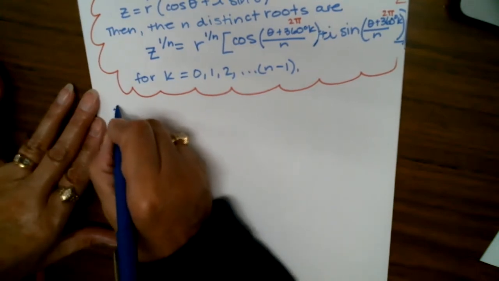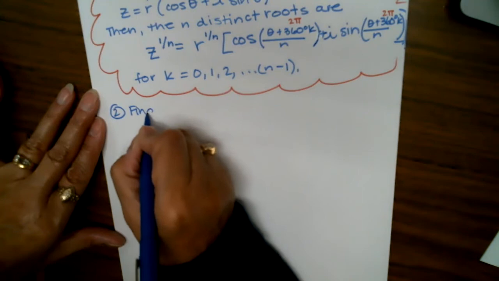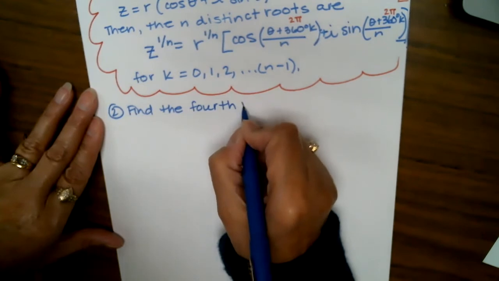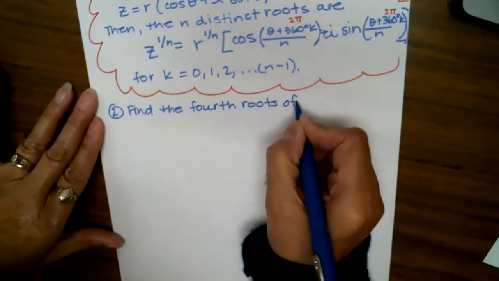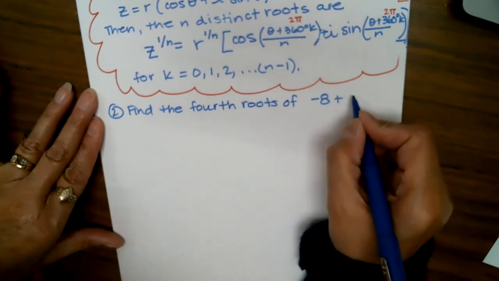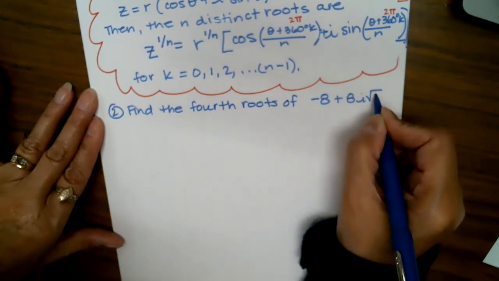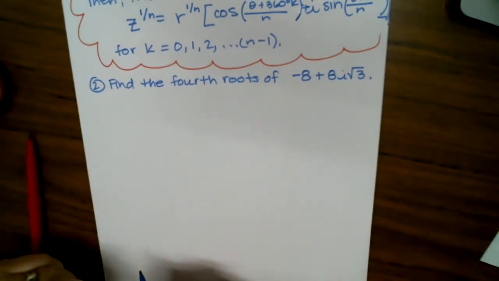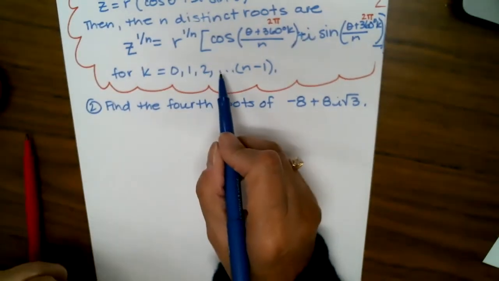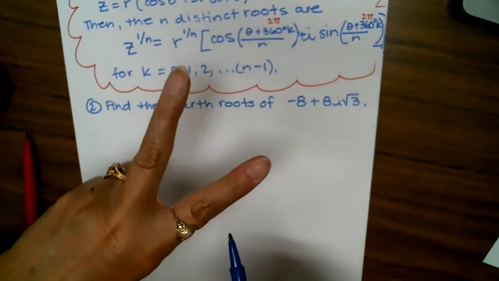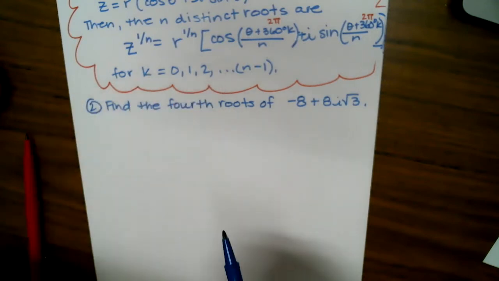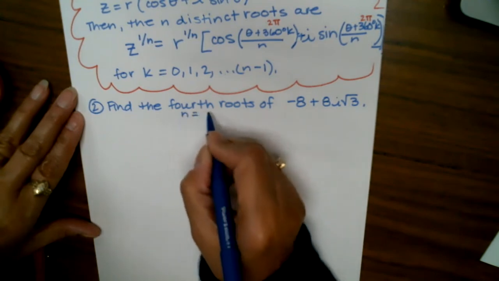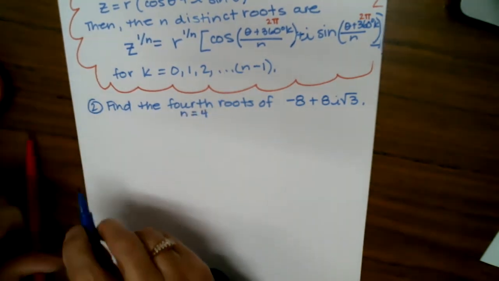So for this example, example 2 here is find the fourth roots of -8 plus 8i square root of 3. Okay, find the fourth roots. There should be 4 of them. In fact, we'll go 0, 1, 2, and 3. 0, 1, 2, and 3 will give us 4 answers. So the fourth root, that's going to make our n be a 4.